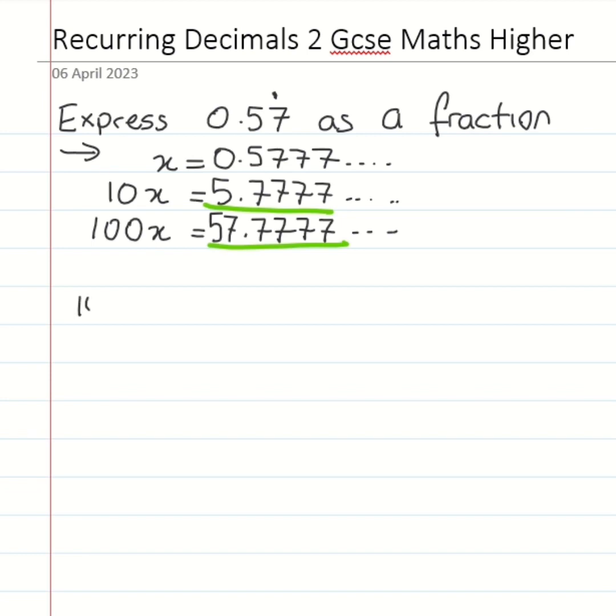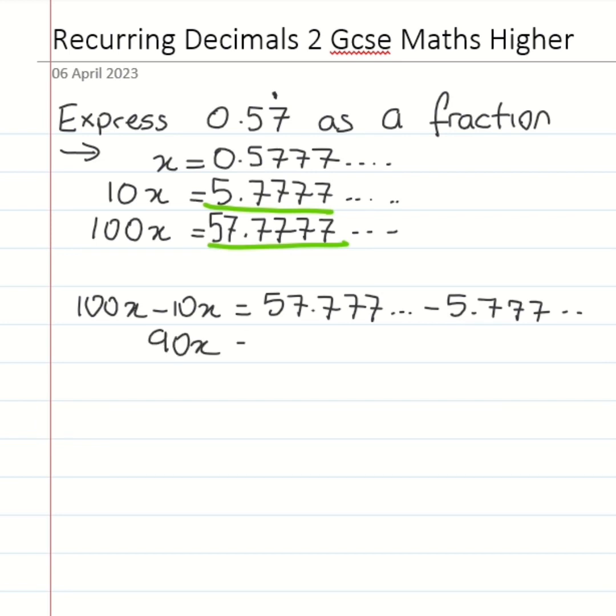So 100x minus 10x would be exactly the same as 57.777 recurring minus 5.777 recurring. 100x take away 10x would be 90x, and these decimals will cancel each other out. So we have 57 take away 5, that will be 52. If I then divide both sides by 90, then x will be 52 over 90.